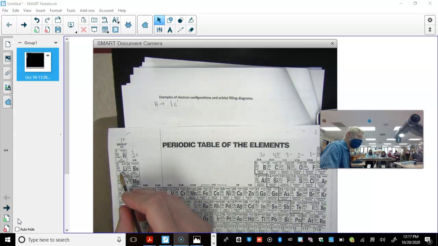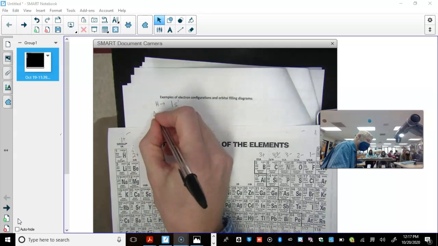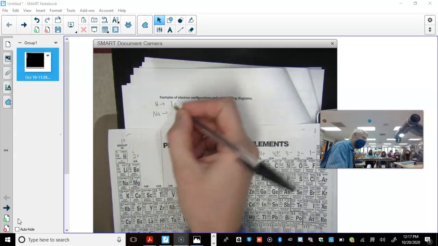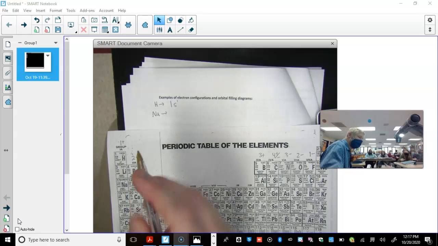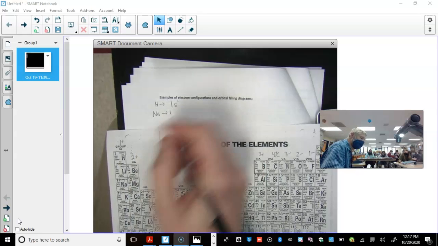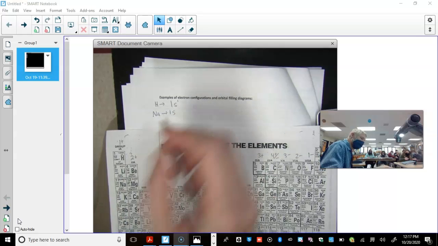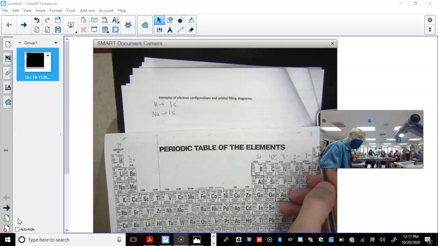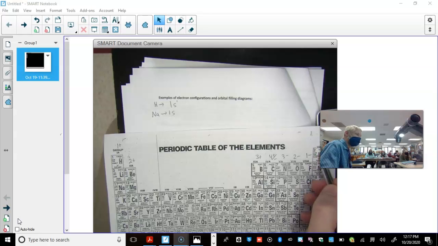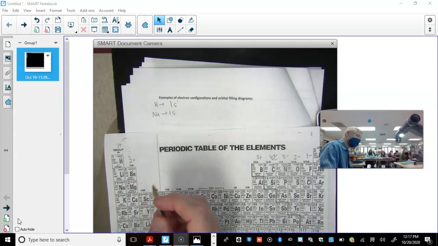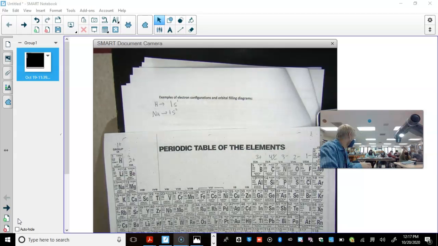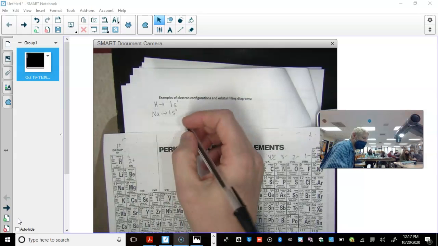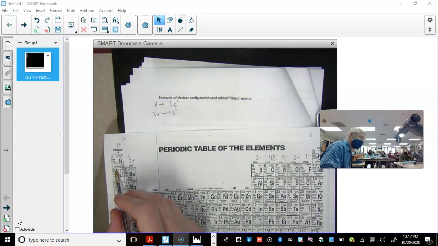Let's do something a little bit harder, like sodium. So you start from the ground up, first energy level, 1. It's in the S, so we get 1, 2. Even though this is the P section, it's lumped with the S. S has a max of 2 electrons. You can't put 3 in there. It overflows the bucket and doesn't fit, so you have to go to the next thing.